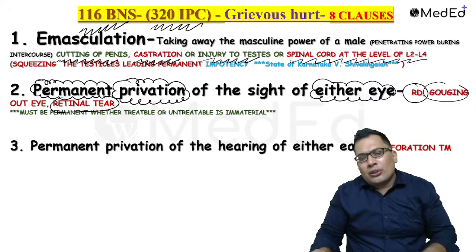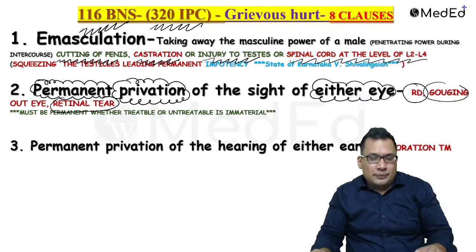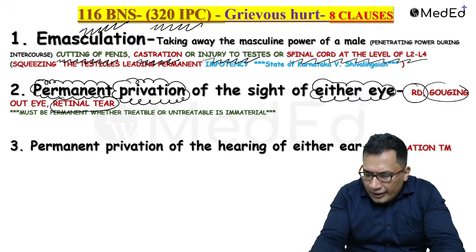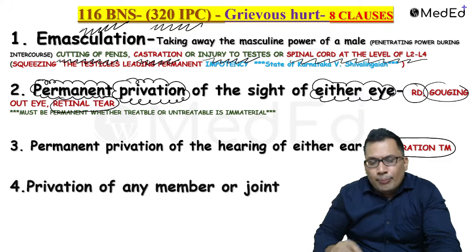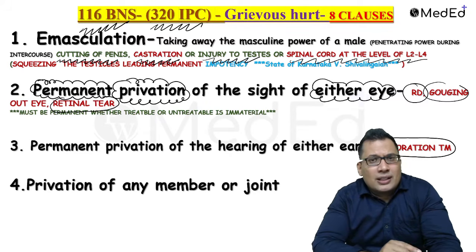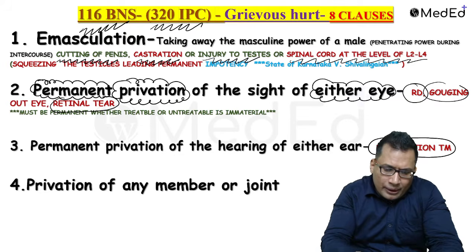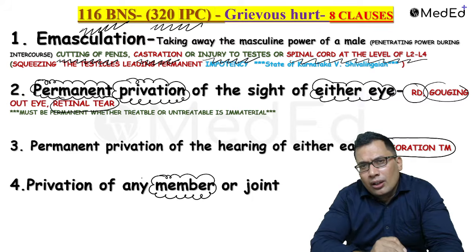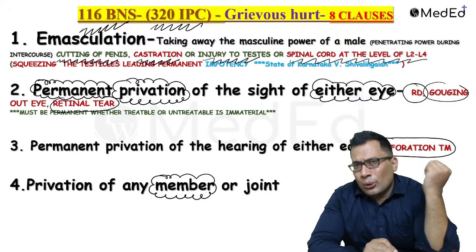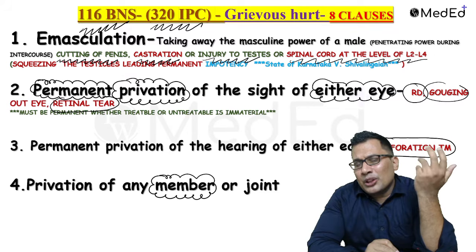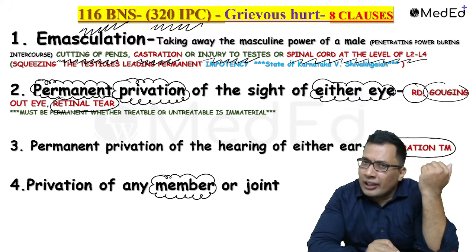Then permanent privation of hearing of either ear. For example, perforation of tympanic membrane. Privation of any member or joint, that is the fourth clause. Member. Here the question can be asked, what do you mean by member? See, thumb is a member of the body. Hand is a member of the body. An example is amputation of thumb, amputation of hand.